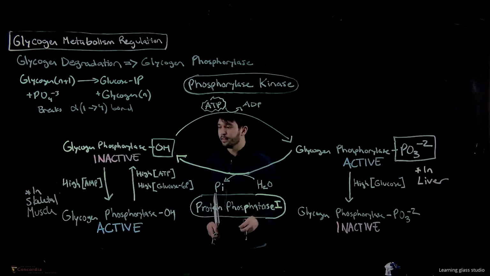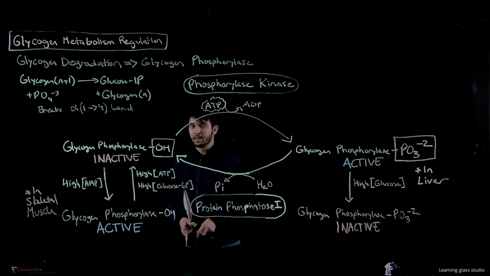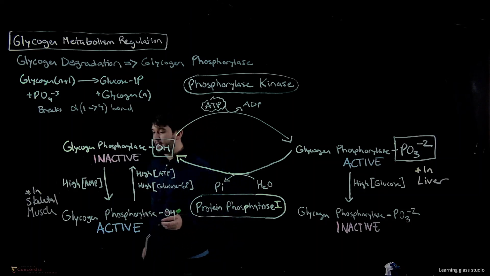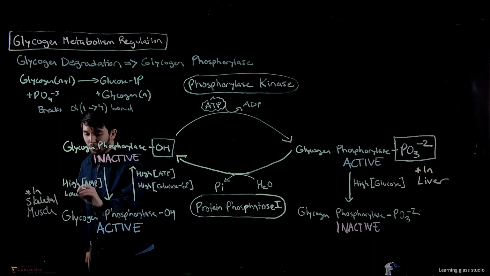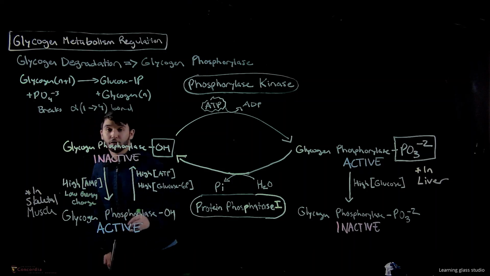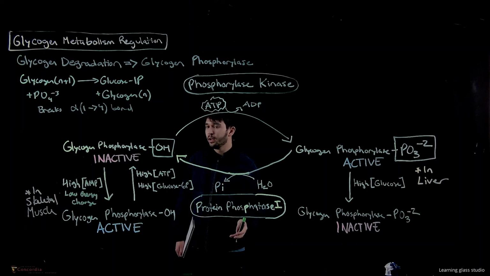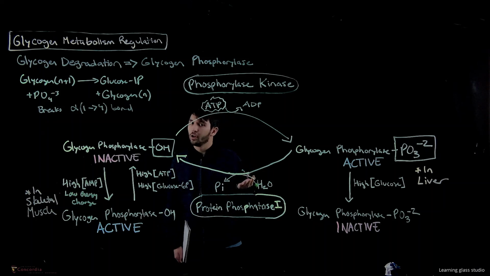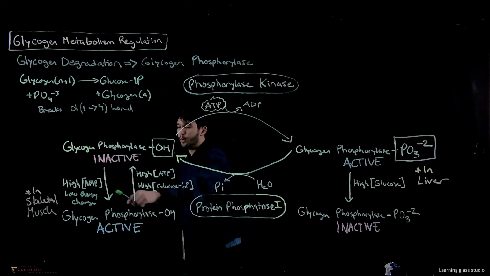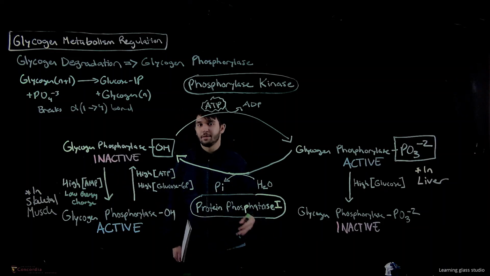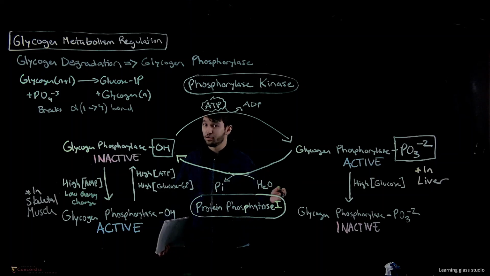So let's try to make sense of this. So high AMP, what does that indicate? That indicates low energy charge. So if there's low amounts of energy, the cell wants to degrade glycogen, make glucose so that glycolysis can happen. And glycolysis, citric acid cycle, etc., those will be used to make ATP. So high AMP indicates low ATP, low energy. The cell wants to make energy by degrading glycogen.